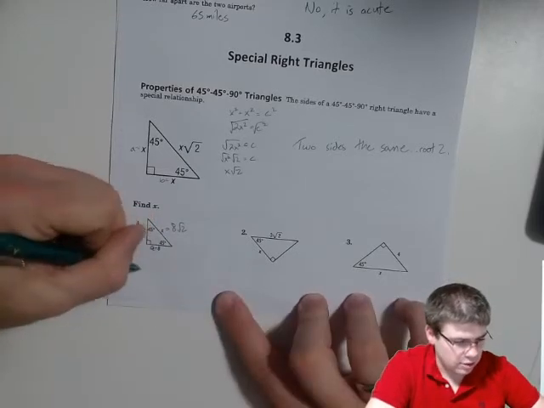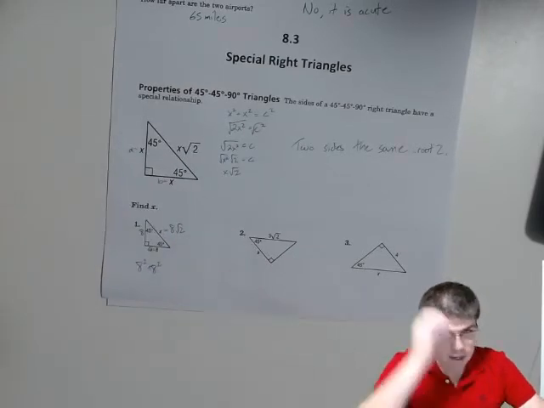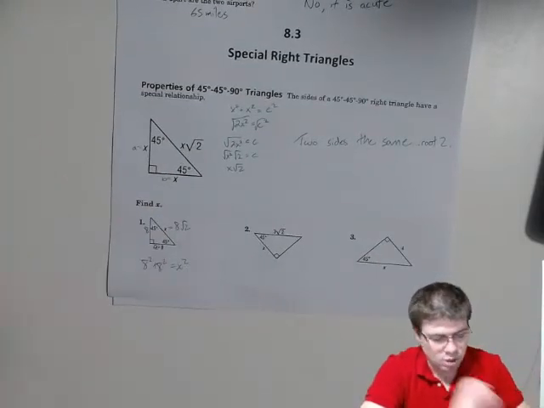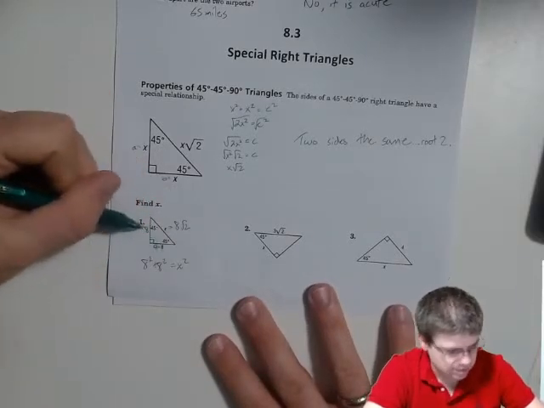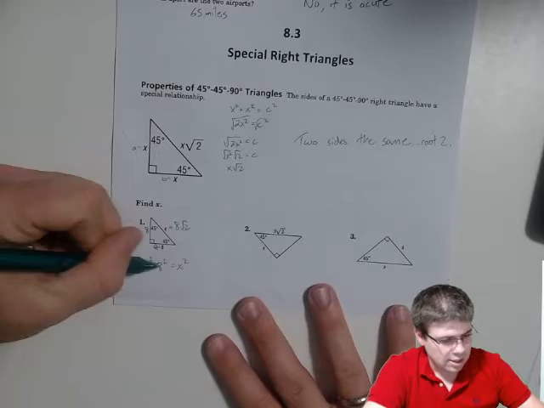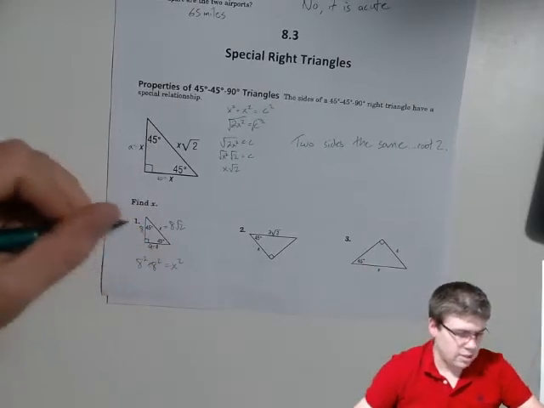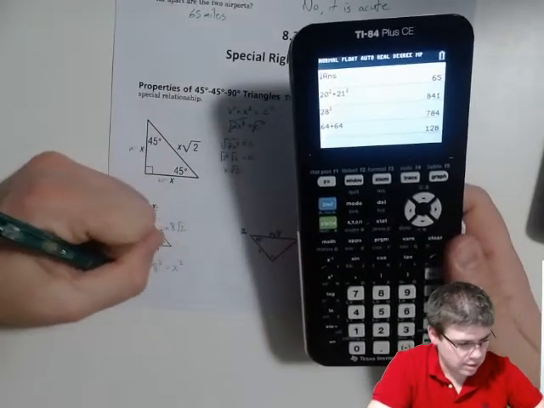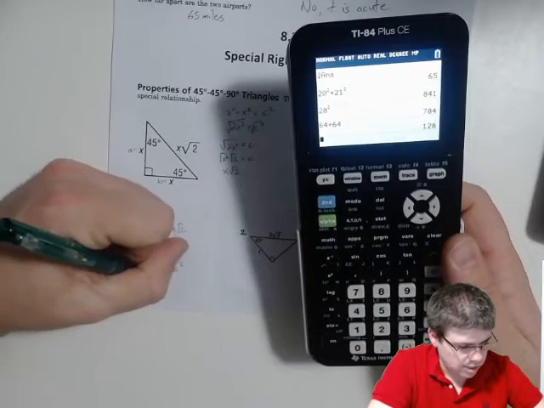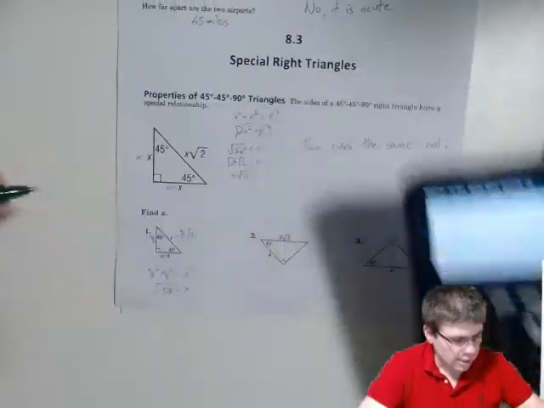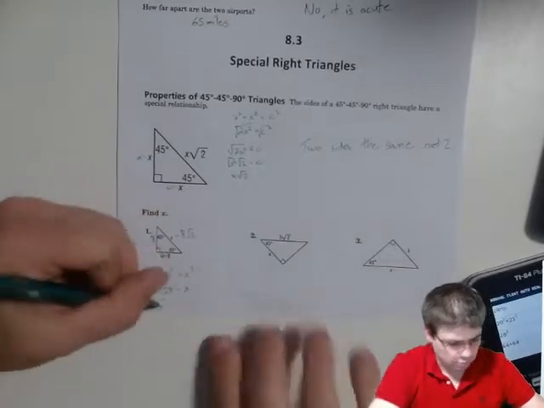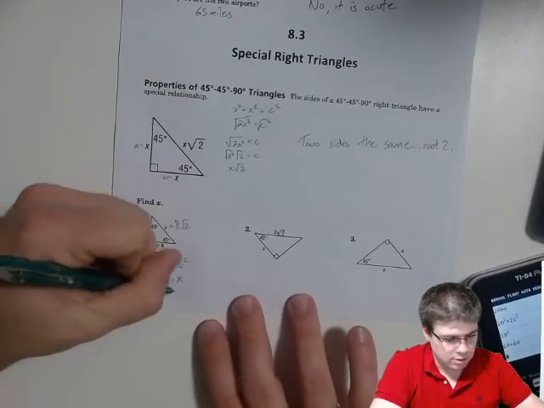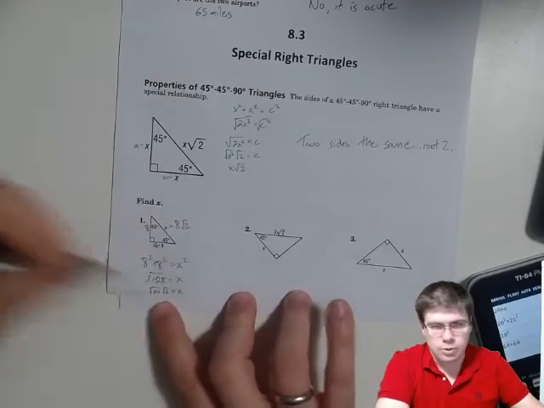You could also set up and solve 8 squared plus 8 squared equals x squared and spend some time with it, but you want to be fast on these. You don't want to have to do that. So remember that side is the same, and then that side's going to be times root 2. If we do this, we get 64 plus 64, the square root of 128, and when we take the square root of that, we can turn it into the square root of 64 times 2, and that turns right back into 8 root 2. So x is 8 root 2.